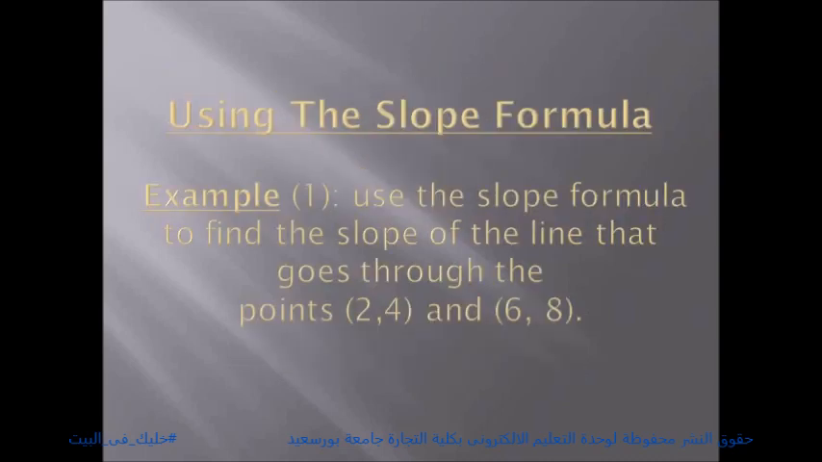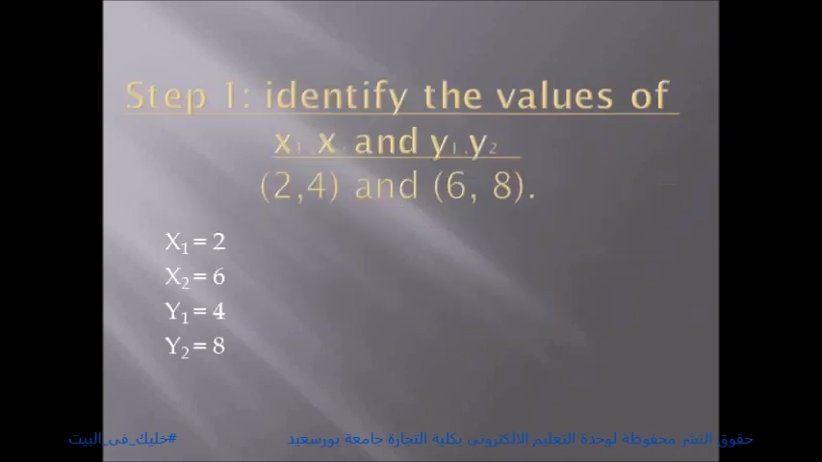Let us see this example. Use the slope formula to find the slope of the line that goes through the 2 coordinates (2, 4) and (6, 8). Step number 1, the starting point, is to identify the values of x1, x2, y1, and y2, in order to calculate the slope. x1 equals 2, x2 equals 6, y1 equals 4, and y2 equals 8.